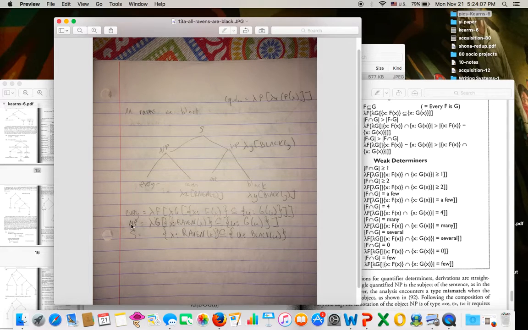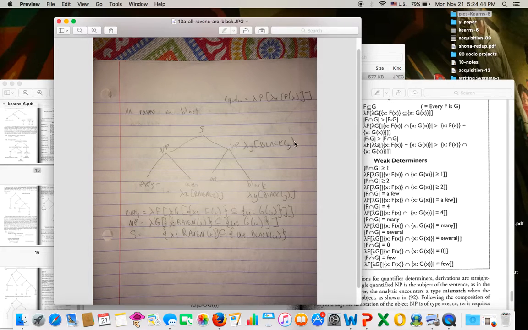After we've plugged in raven to every, we go up to the NP level and we've lost the lambda F, because that's been occupied by raven. We have lambda G, and then the raven set, which has plugged in for the lambda F. This is a subset of things we don't know yet, because we haven't run the function application at the S node yet. We're still left with this lambda G, which just means, hey, give me a predicate.